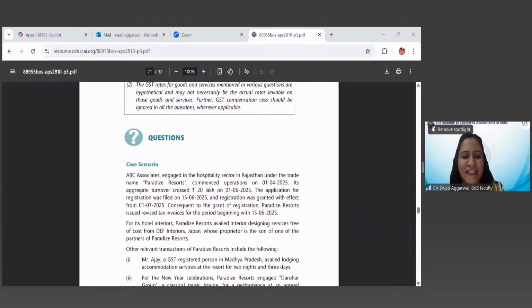So I hope the screen is visible to you. Please let me know in the chat box. Are you ready? Let us go through the revision test paper, the latest RTP, which was web hosted yesterday only for January 2026 examination, and we shall go through the case scenario, the very first question. Are you ready? Shall I start?